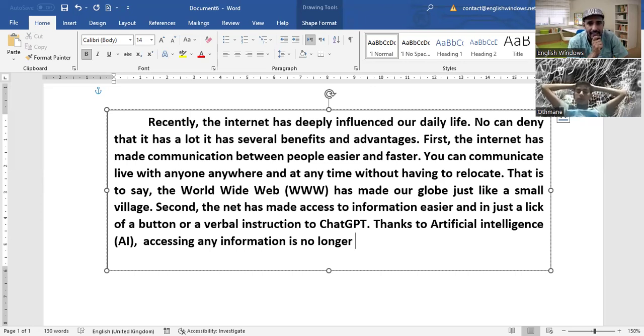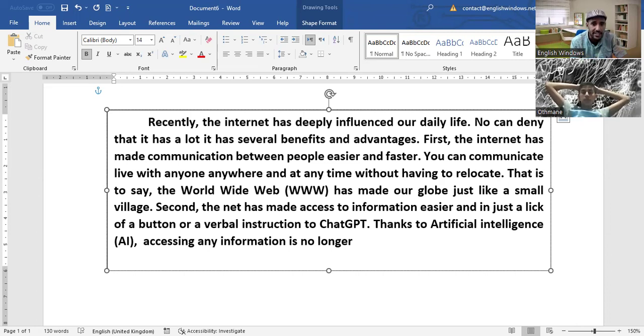Because after you have to find the book about the subject, and after you research and read a lot of books to find the information. But thanks to artificial intelligence, I don't need, you know, right, to go through that long process if I want to access information, right?